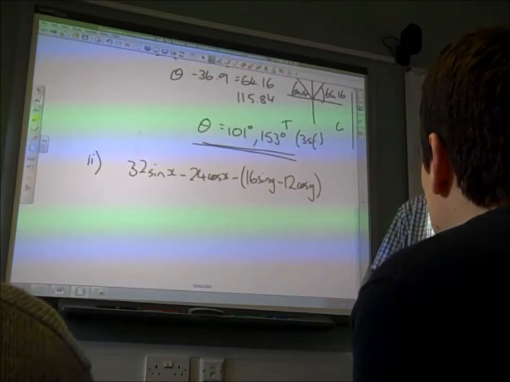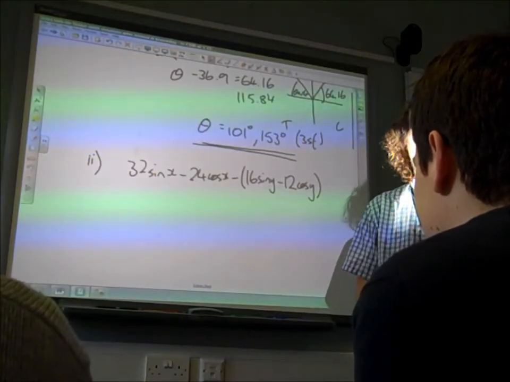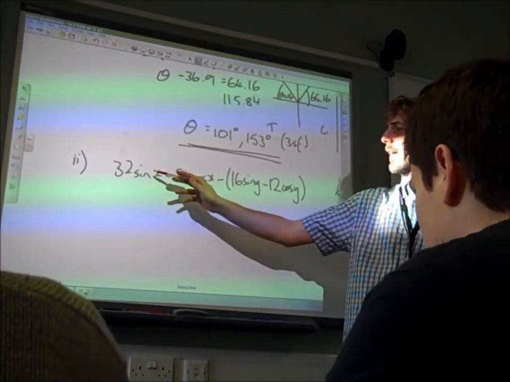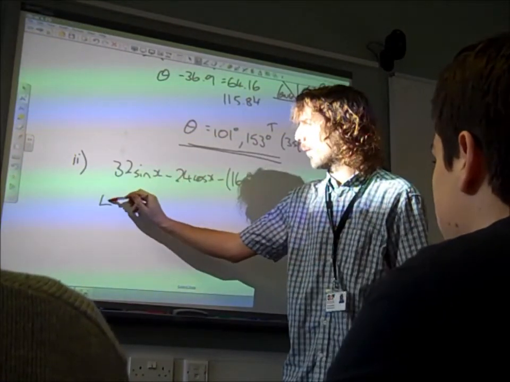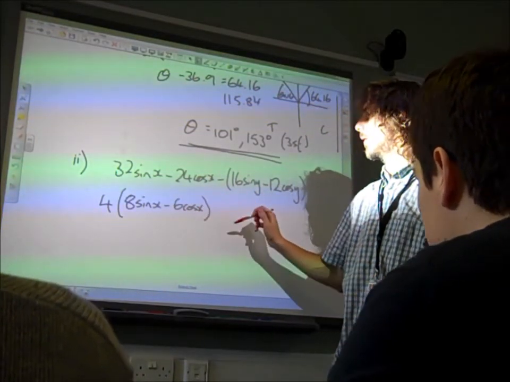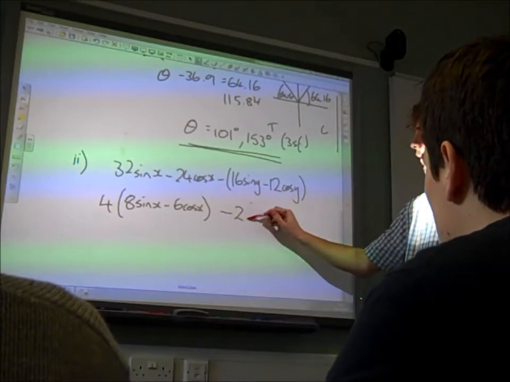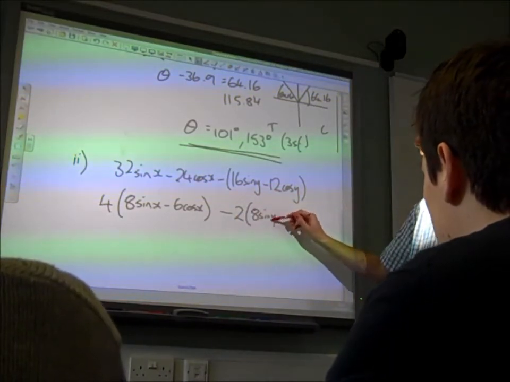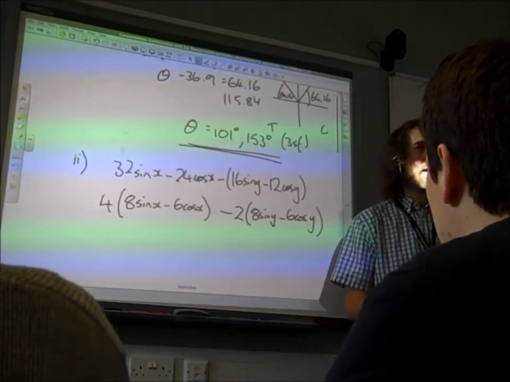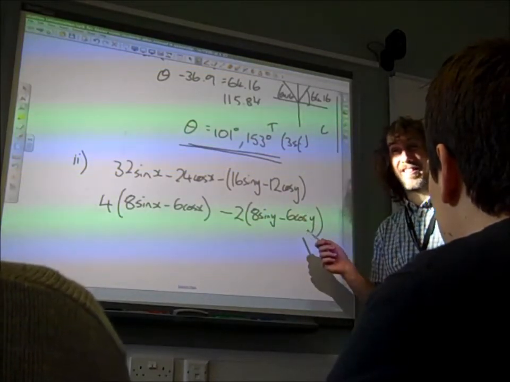Okay, so we need to simplify this. We were working to start with 8 sine theta minus 6 cos theta, so let's try and relate it to that. We've got a common factor in here. If we take out a common factor of 4, this becomes 4 lots of 8 sine x minus 6 cos x. And if we take out a common factor of 2, this becomes 2 lots of 8 sine y minus 6 cos y. Once we see it like this, we're beginning to feel quite warm and cosy about how this is looking.